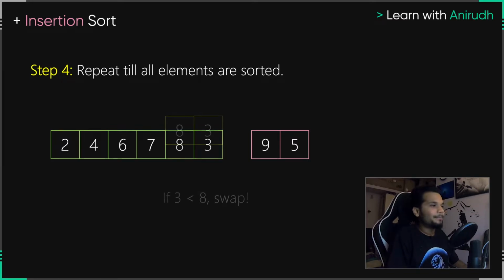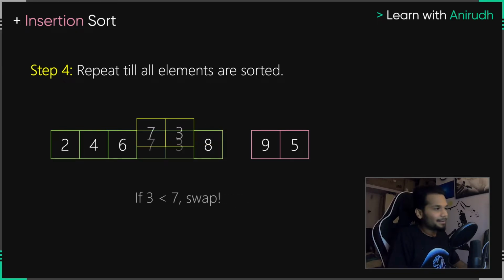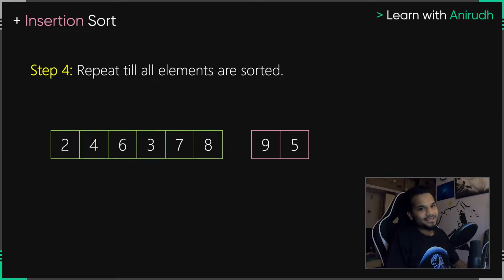So what do we do? We compare 8 and 3. If 3 is less than 8, swap. Yes, we're going to swap it. 3 is still not in its final place. We compare 3 and 7. If 3 is less than 7, we swap. Yes, we do that. Still, 3 is not in its final role.